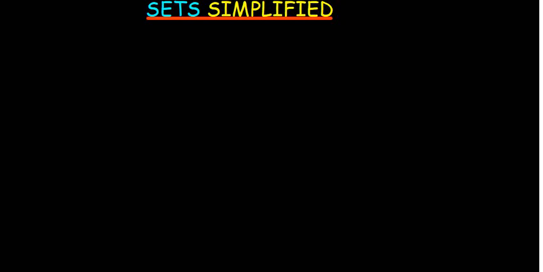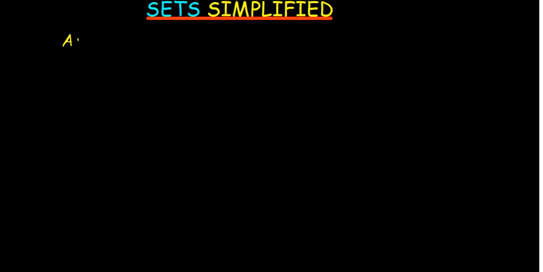So we're going to start with the question we've been given: simplify A intersection (A complement intersection B) intersection (A complement intersection B complement) complement. The question is, simplify in the simplest form. So how can we go about it?